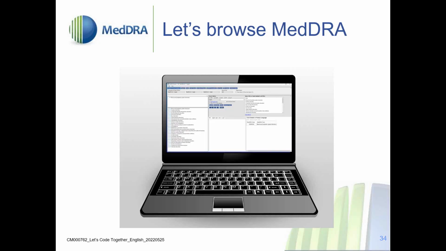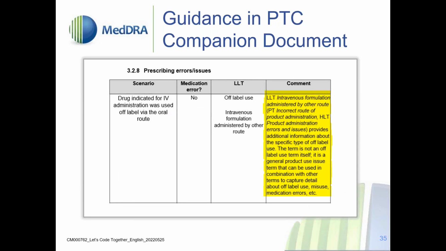Let's go back now to our slides, and let's have a look at further guidance in the points to consider companion document. Now this is looking at where prescribing errors or issues. We've got an example here. The drug was indicated for IV administration, and it was used off-label via the oral route. So here again, it's intentional, but this time it's off-label, which means it was intentional by the healthcare provider, by the prescriber there. So we would capture there the off-label use.